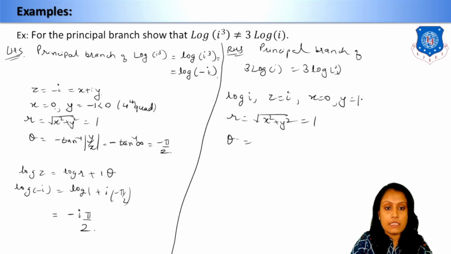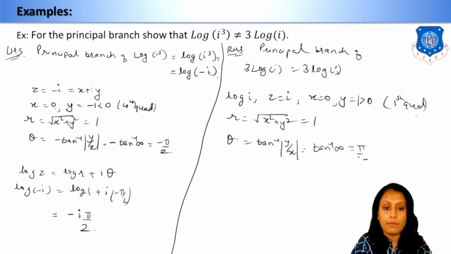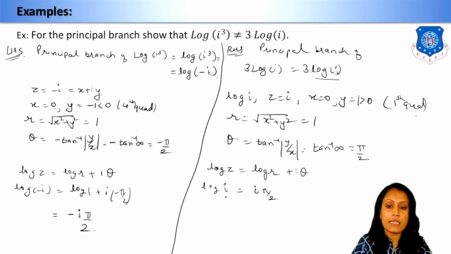Now you can see that x is 0 and y is greater than 0, okay? Therefore, this lies in first quadrant, okay? So the theta is tan inverse mod of y upon x, okay? Substitute the answer of y and x, so you will get tan inverse infinite, and this is what? Pi by 2. So again we will use the formula, that is log z is equal to log r plus I theta. So log of I, okay, is what? R is 1, so log 1 is 0, okay, and theta is pi by 2, so here we have I pi by 2. So answer of log I is I pi by 2.